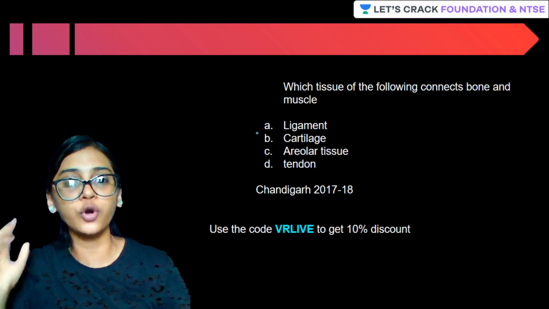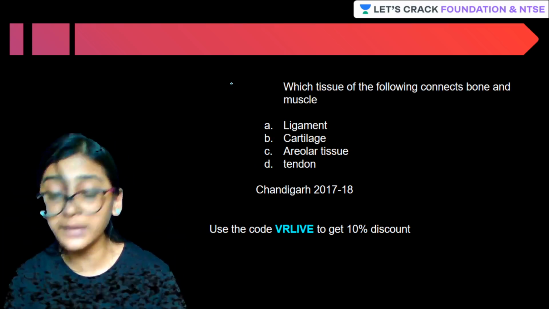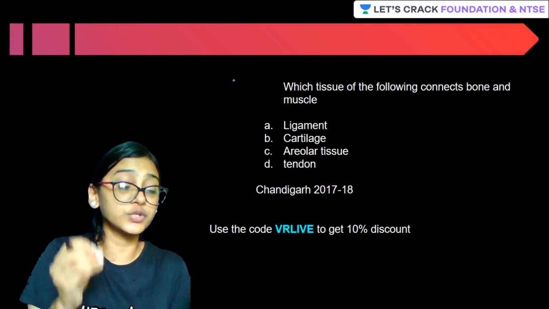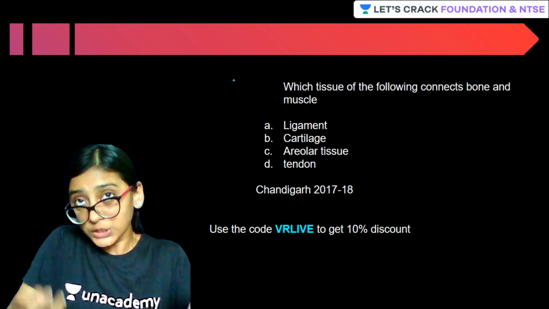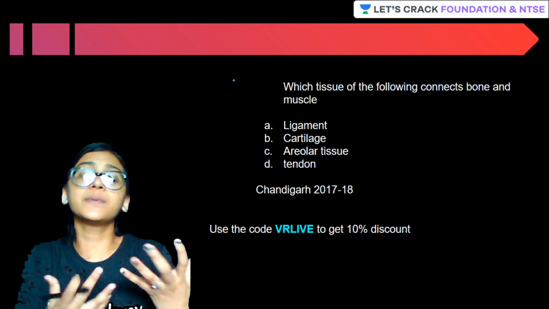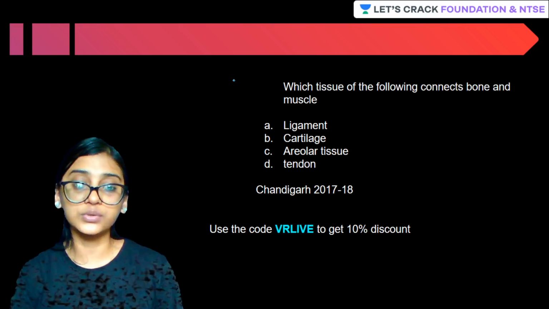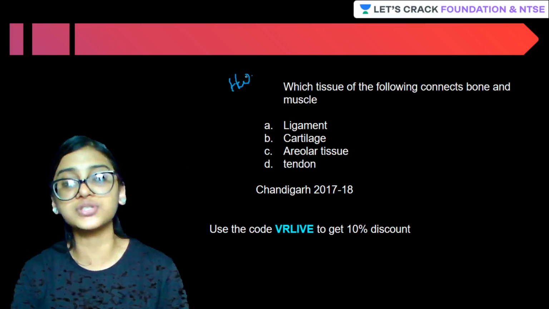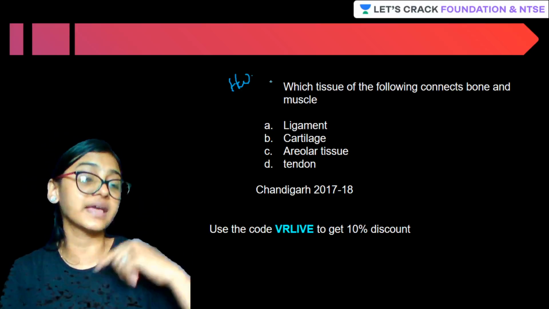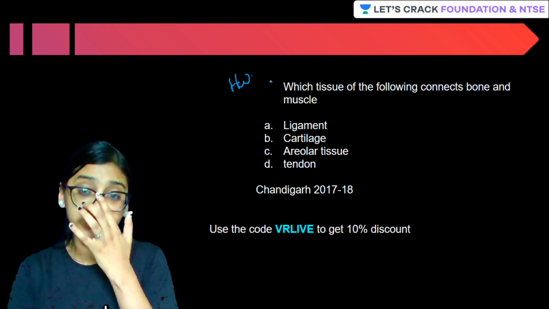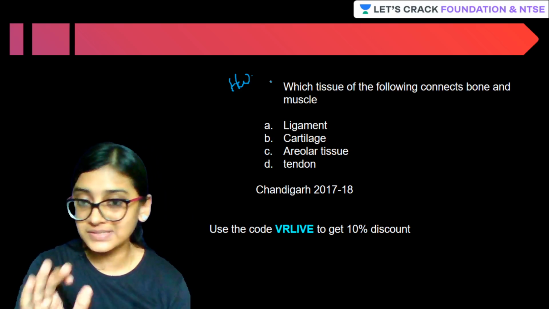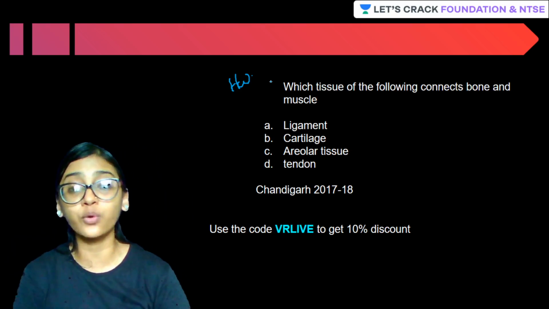I'll give you this as a homework question, because some of you might not know. So you browse the answer. When you browse, you take some extra effort to find the answer, and this extra effort will help you remember it. So the homework question is: which tissue connects bone and muscle? Another question that can be asked is: which tissue connects bone and bone? Ligament, cartilage, areolar tissue, tendon, what are these?